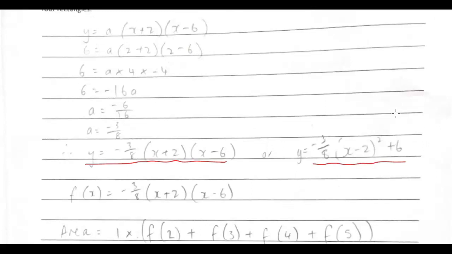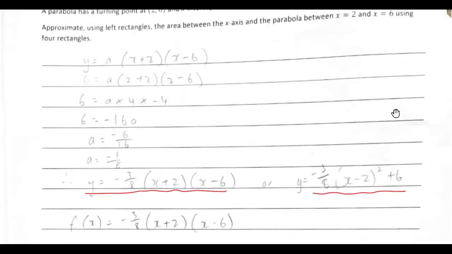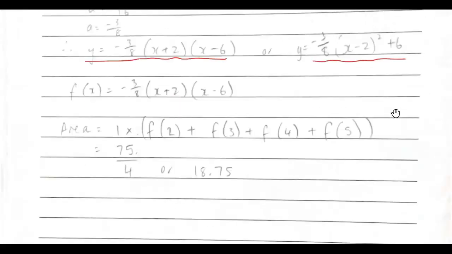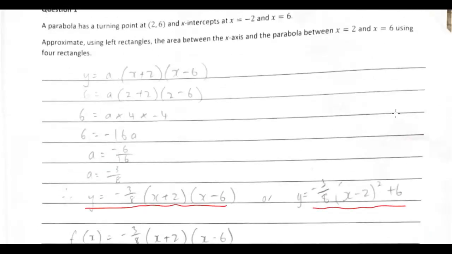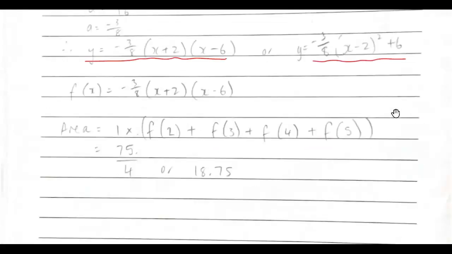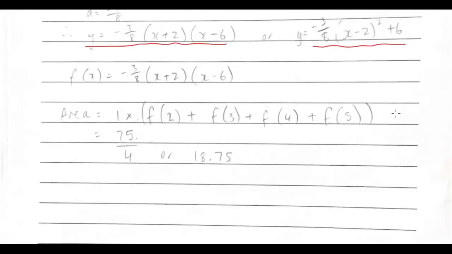What we're going to do with this question is approximate, using left rectangles, the area between the x-axis and the parabola between 2 and 6. So this was done quite well. If there was anything that was incorrect, it was probably not calculating the correct rectangles, so maybe doing right rectangles instead of left rectangles, or maybe an incorrect substitution.